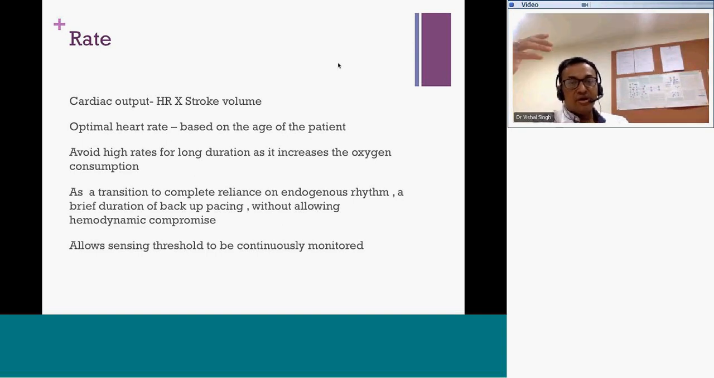Now, also, while doing this, at the same point of time, you allow the sensing threshold to be continuously monitored. Because if the sensing is not proper, then you won't be able to detect the endogenous rhythm properly. So it's important to keep a check on the sensing part as well. So I hope everybody has understood the pacing sensitivity threshold and pacing capture threshold. Then we move ahead.